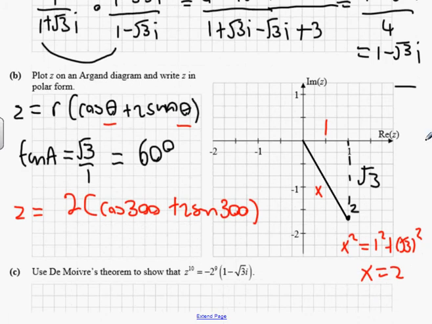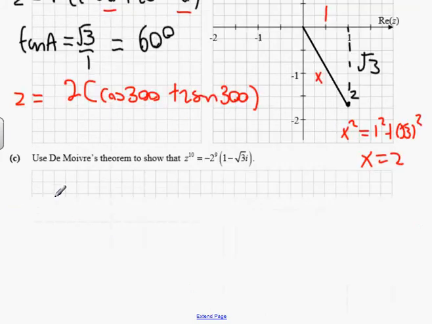Not yet. It hasn't said solve or get all 4 roots. It hasn't said anything like that yet. Okay? Now, this one's actually quite interesting, guys. It says use De Moivre's theorem. Now, what is De Moivre's theorem? Just over here. Cos n theta.